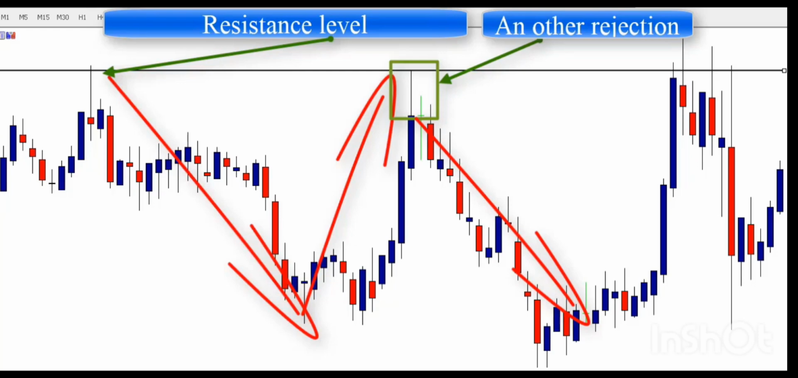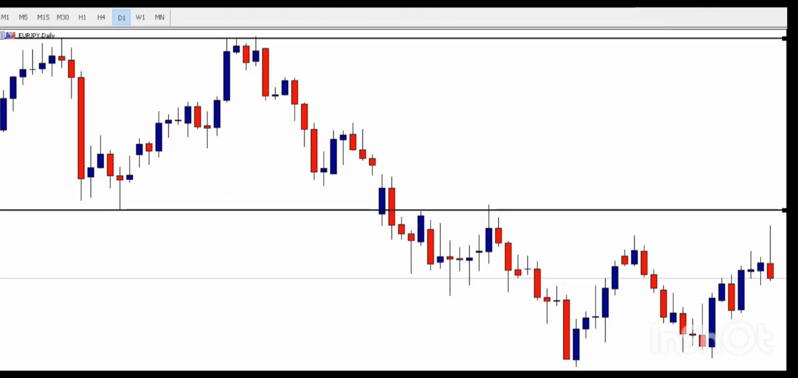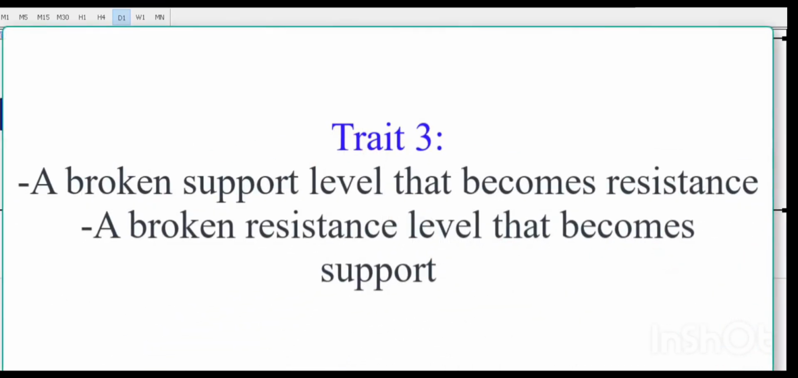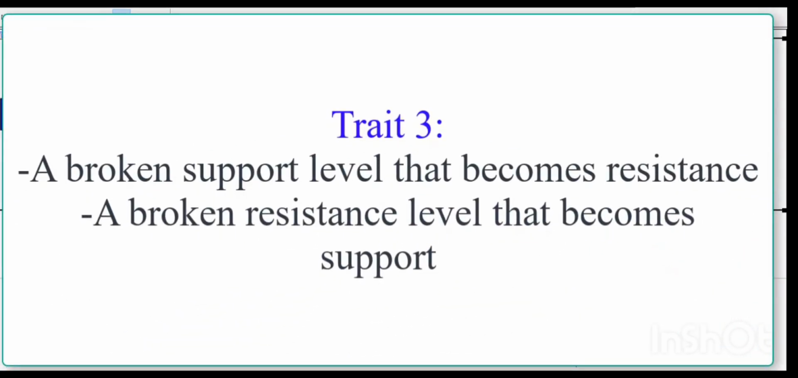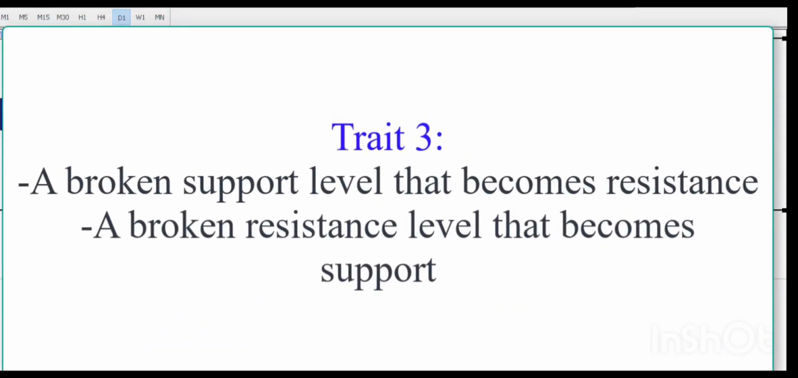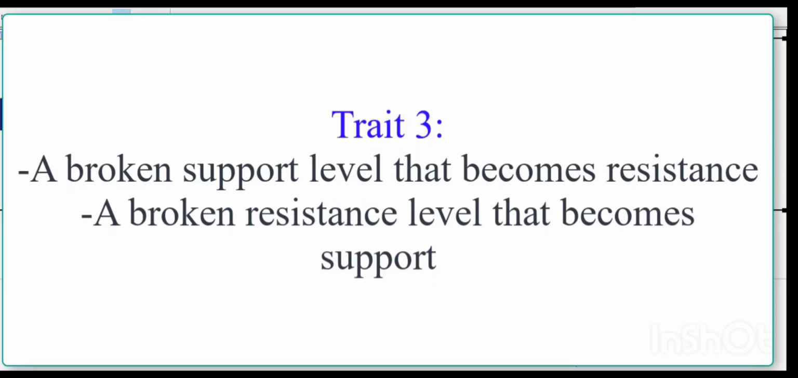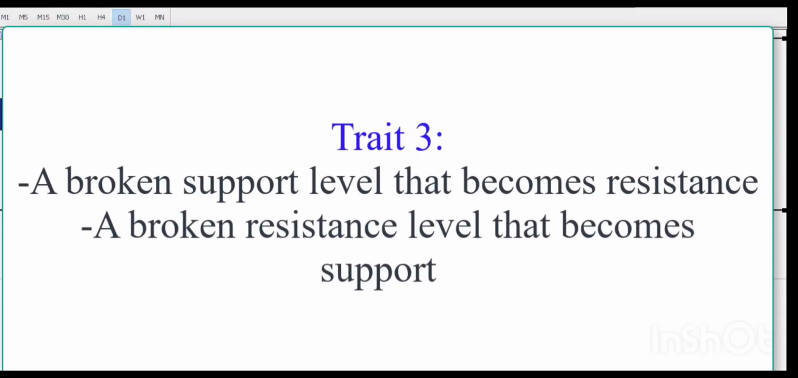So look at that candlestick. See the way the candlestick rejects and price starts moving down. And look at the downside. Price rejected so many times at that down area and starts pushing up. Then another one now is a broken support level that becomes resistance, or a broken resistance level that becomes support.